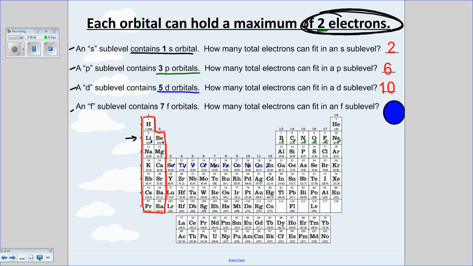And if we look at f down here at the bottom, we've got 1, 2, 3, 4, 5, 6, 7, 8, 9, 10, 11, 12, 13, 14. And again, 2 electrons per orbital. If we have 14 electrons, that means we're going to need 7 orbitals to hold them. And grand total, again, 14 electrons in the f sublevel.